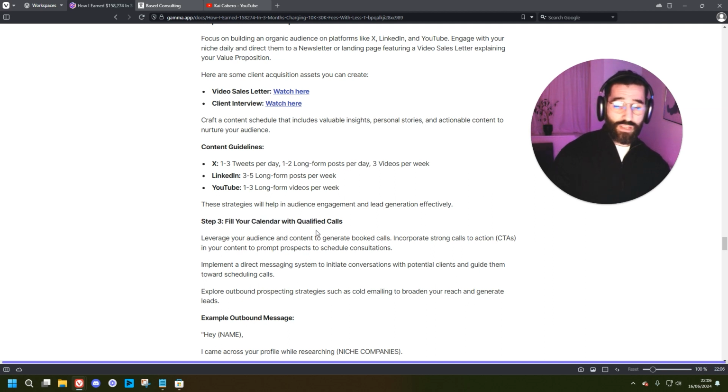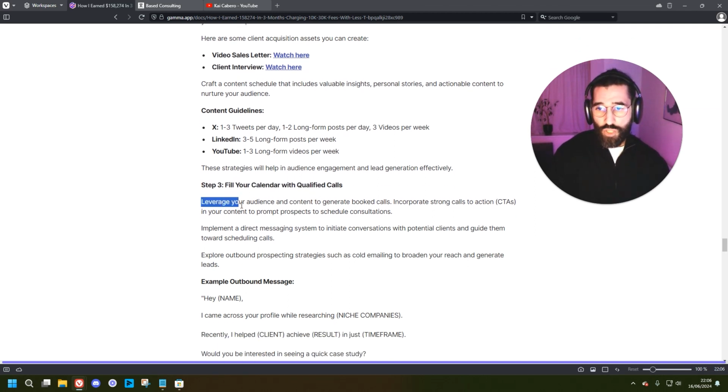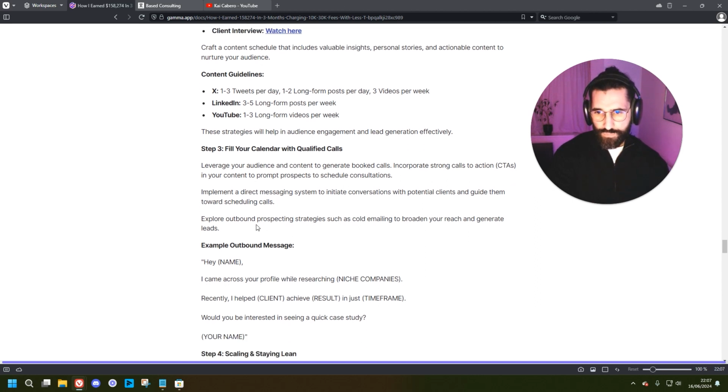And then step 3 is, like I mentioned, fill your calendar with qualified calls, right? The fun part. So leverage your audience and content to generate book calls. Incorporate strong calls to action, CTAs, in your content to prompt prospects to schedule consultations. Obviously cold email and all that kind of stuff. We're going to set this up in a minute as well. Implement a direct messaging system to initiate convos with potential clients and guide them towards scheduling calls. And explore outbound prospecting strategies such as cold email to broaden your reach and generate leads.